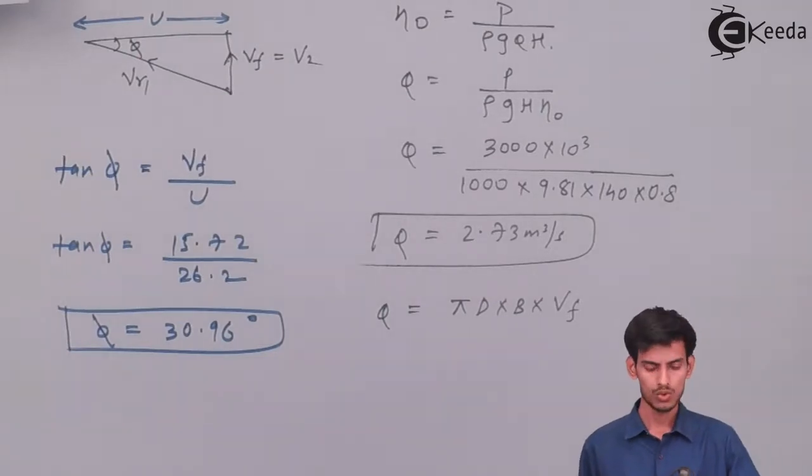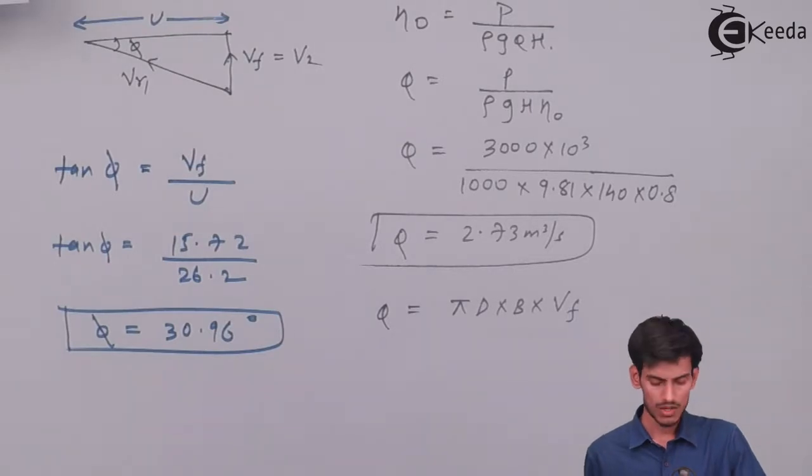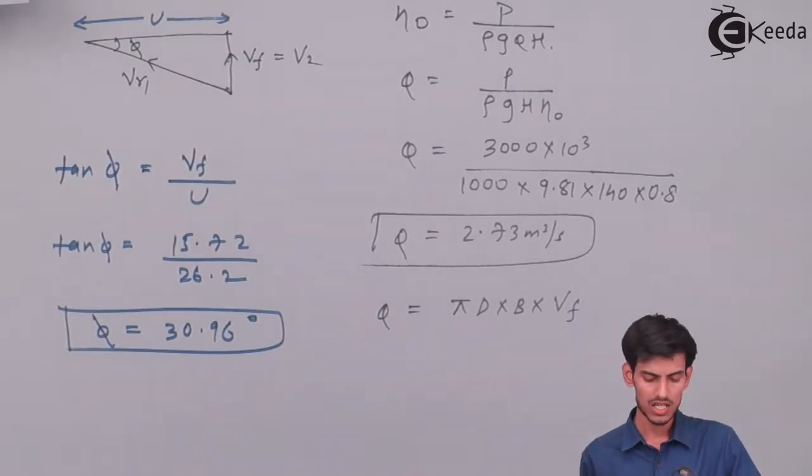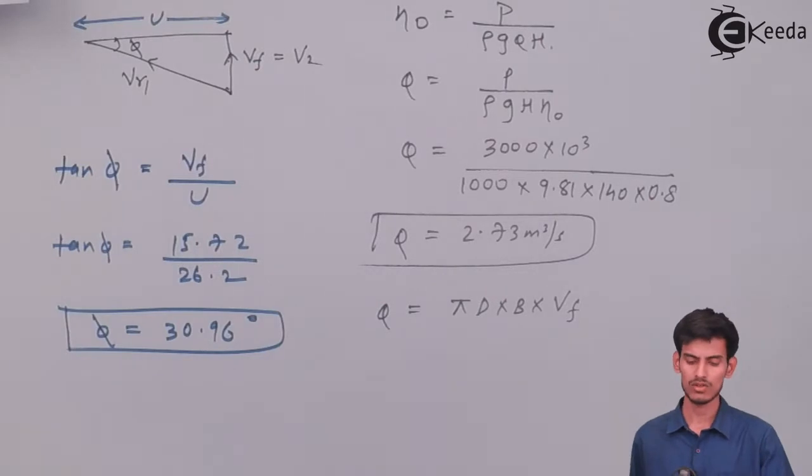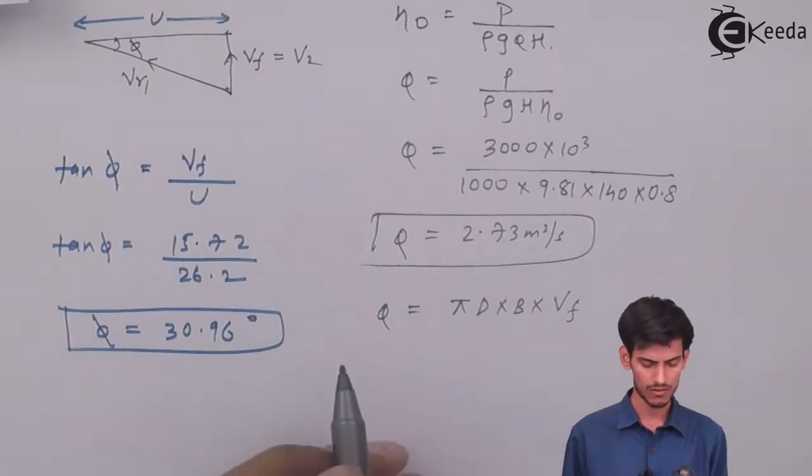So the value of Q we've calculated as 2.73. Now the question is asking about the width at the outlet. The discharge is nothing but area times velocity. Area is πDB into Vf. All the remaining values are known except for B. So you substitute the known values and get the value of B.